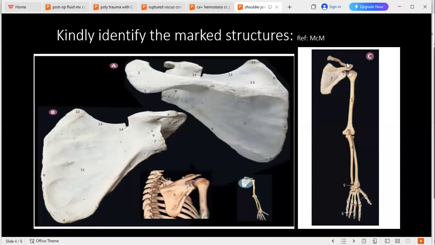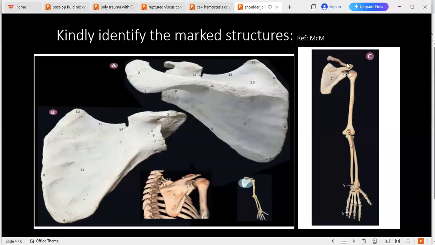Please tell me what are the structures which strengthen the shoulder joint? Rotator cuff muscles and ligaments. Which ligaments, please? Coracoclavicular, coracoacromial, coracohumeral. What are the muscles which strengthen the shoulder joint? Rotator cuff muscles, which are supraspinatus, infraspinatus, teres minor, and subscapularis.